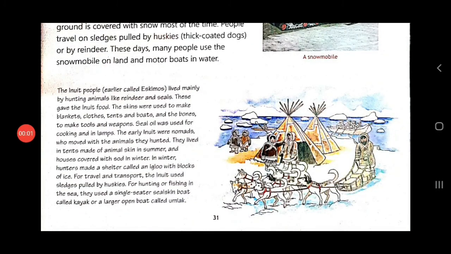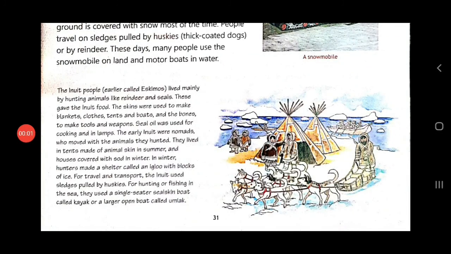For travel and transport purpose, children, the Inuit used sledges pulled by huskies. This we discussed in the last para also, that for traveling purpose, it was difficult to build roads and railways because the ground is covered with snow most of the time. So the Inuit used sledges, and these sledges were pulled by huskies. Huskies, thick-coated dogs.